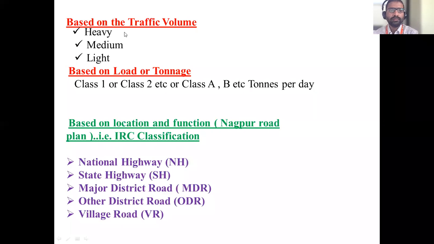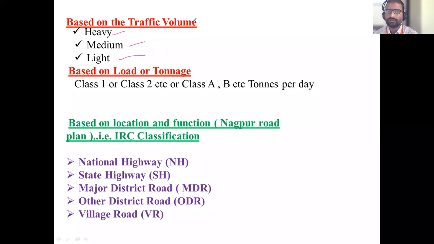Again, based on the traffic volume. What does traffic mean? Movement of vehicles. Yes, good. If the vehicle movement is very high, and there is no space, that is called heavy traffic. If there is only medium, then it is called medium traffic. If very few vehicles are traveling on that road, that is called light traffic.